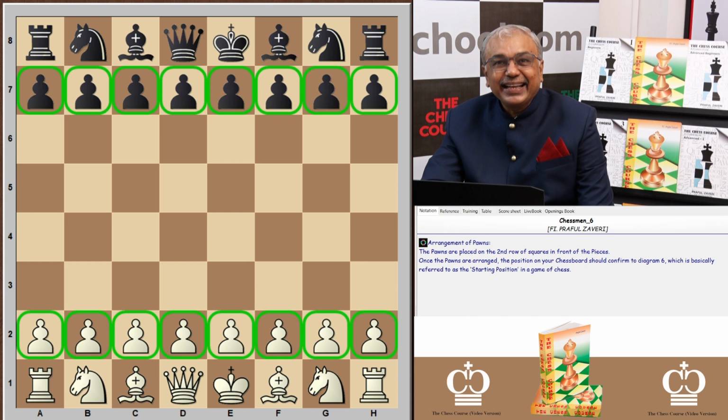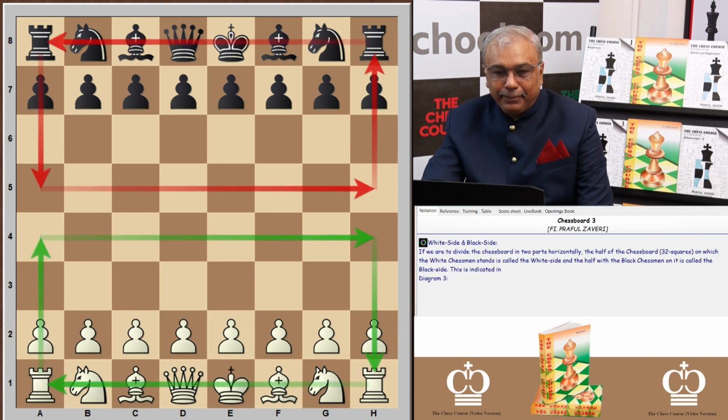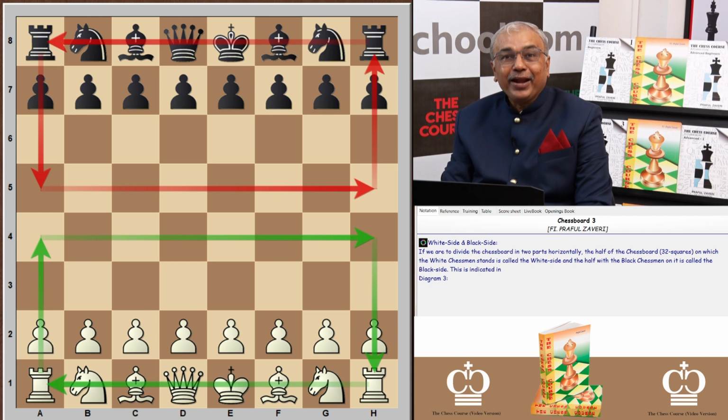And then on the second row in front of the pieces there are 8 pawns, thus we have a total of 16 chessmen for white and 16 for black. They are referred to as material in total, that is consisting of 8 pieces and 8 pawns each for white and black respectively. And then we come to the demarcation of the board.